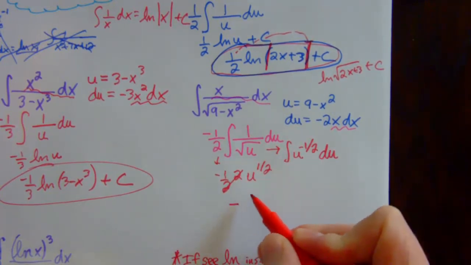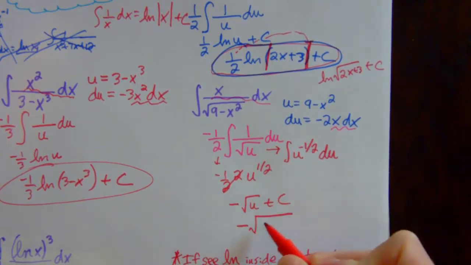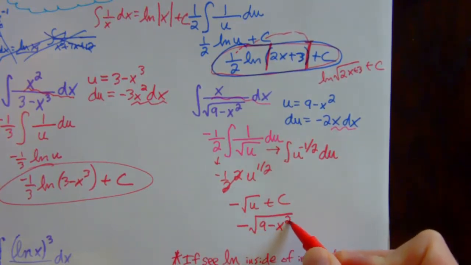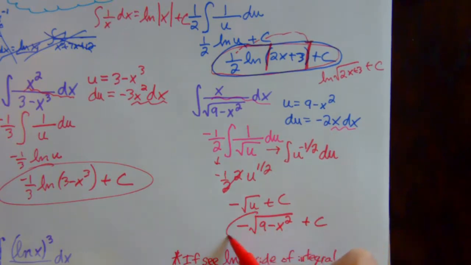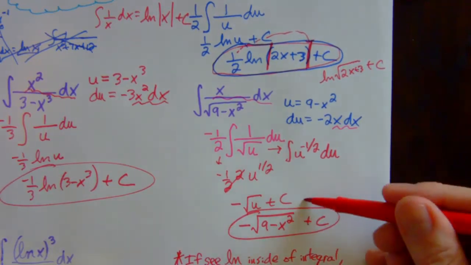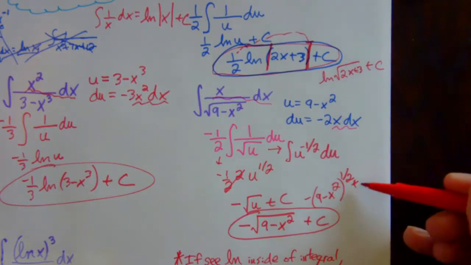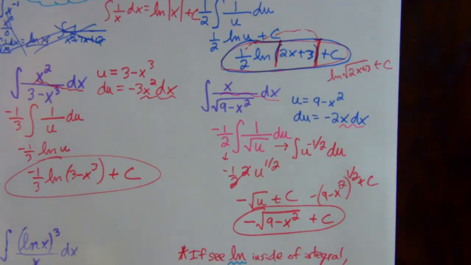And now you get negative u to the 1/2, which is negative square root of u. And then you could plug your x's back into that problem. And remember, I don't care if you put the square root back in or if you leave it as negative 9 minus x squared raised to the 1/2 like that. You can use this or you can use this through the entire year. Either one is equivalent to each other there. So either one is going to be perfectly fine.